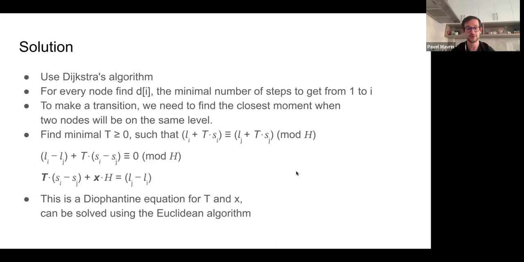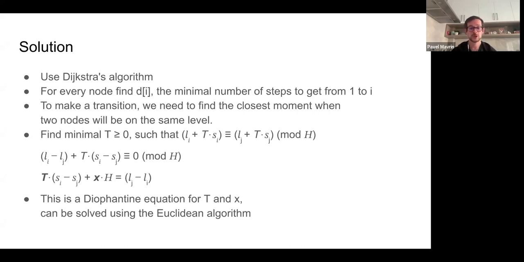This equation is called the Diophantine equation. So it's a pretty standard equation. You need to find an integer solution for an equation like this. So it's a linear equation of two variables, and you need to find any solution of it. In my case, I need to find the minimal positive solution for t.